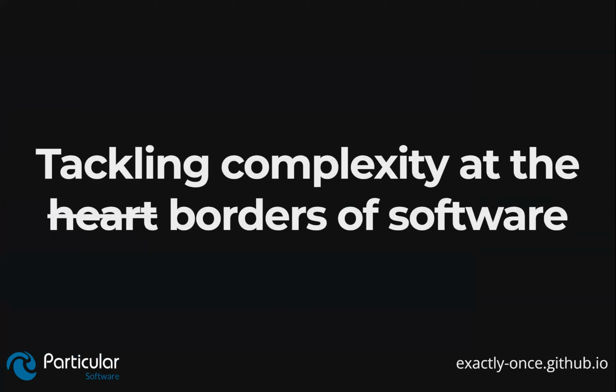So today, for the rest of the talk, what I propose is we're going to focus on tackling the complexity, but not at the heart of the software. That's well dealt with in a number of books, the Blue Book and the subsequent Red Book and all the other domain-driven design books. What I want us to focus on is tackling the complexity at the borders of the software, because the borders are where the fun is in a distributed system.